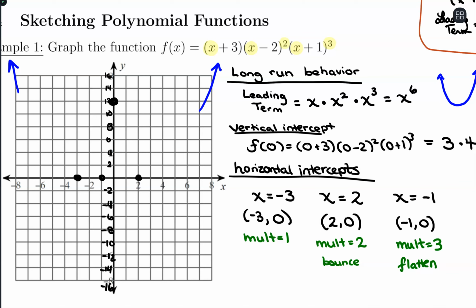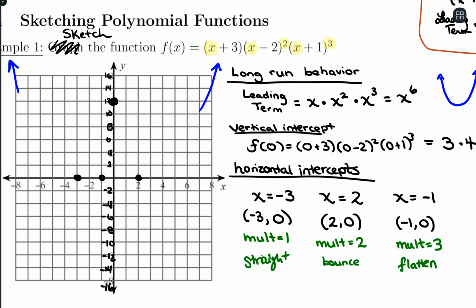So what I'm going to do is kind of follow how my graph should go. So let's see. At -3, 0, we just go straight through. So we're going to come from positive infinity. We're going to go straight through that -3, 0. We're going to need to turn somewhere. I don't know exactly where. And that idea is where we're actually not graphing the function, we're sketching the function.